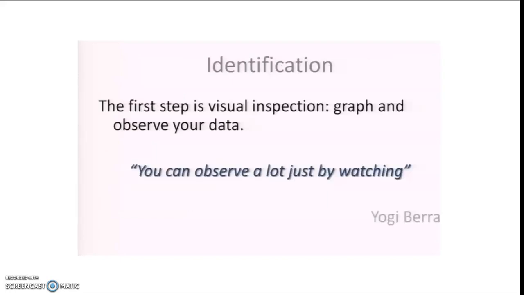So regarding identification of time series, the first step is the visual inspection of the data. So first of all, we would like to make a line graph of the data, and we may observe the data, and we can guess whether the time series is stationary or not. So that is the first step in identification of time series.